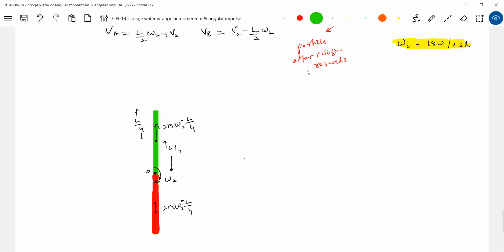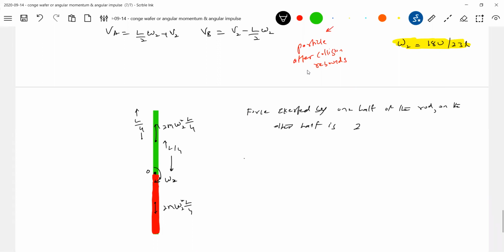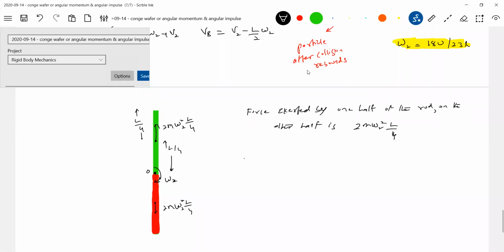So the force exerted by one half of the rod on the other half is 2m omega 2 square L by 4. Here you substitute the omega 2 value, whatever you use there, and that will be the force. It is nothing but the centrifugal force, no? Simplest thing.